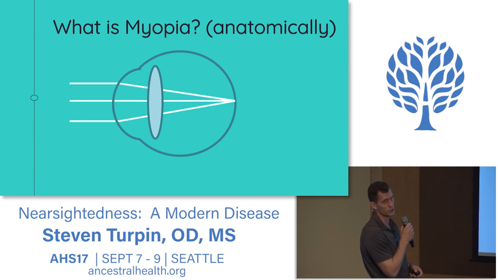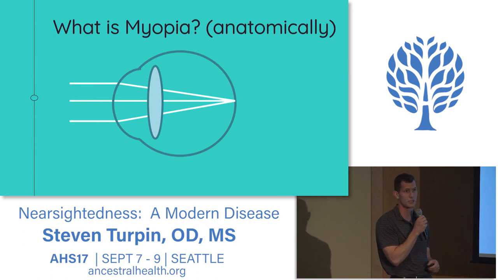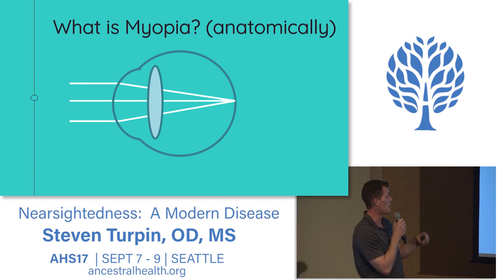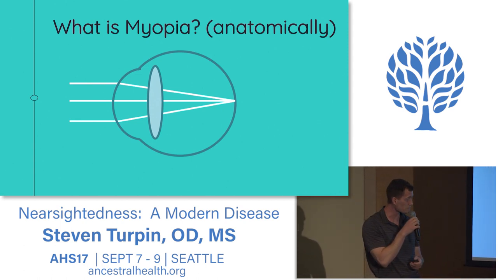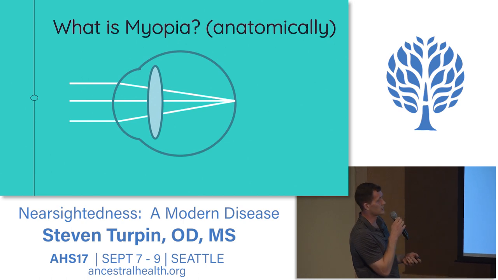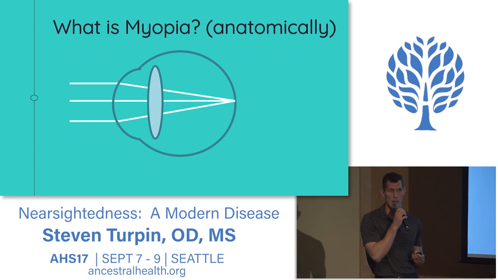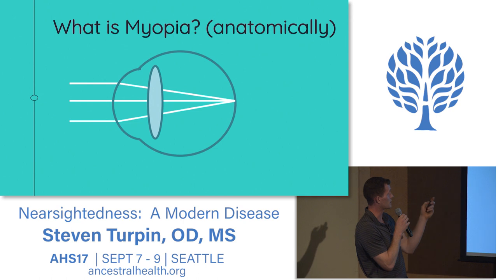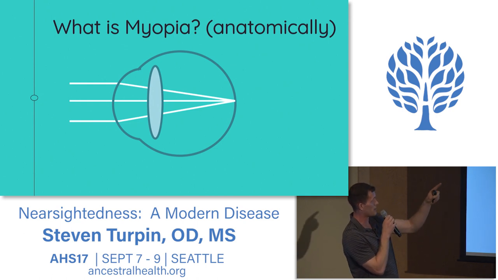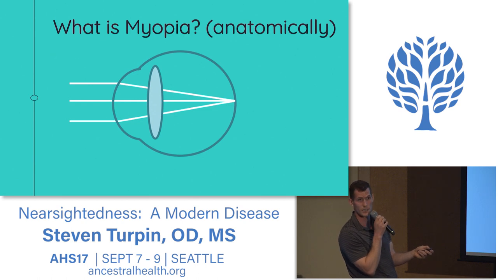The white lines here depict light, specifically parallel light rays. Parallel light rays come from an object more than 20 feet away, what we would call optical infinity. This is an example of an emmetropic eye, or someone who is perfectly sighted and can see in the distance and up close. The light rays are bent when they hit the cornea, bend a little more when they hit the lens, and are then focused on the retina, and your brain perceives a clear image.